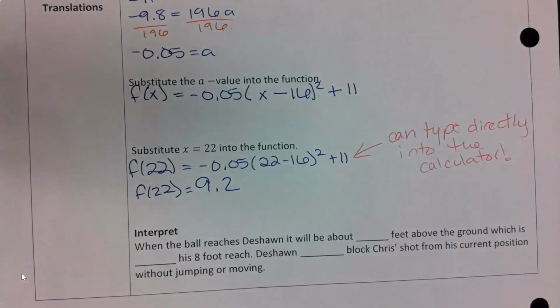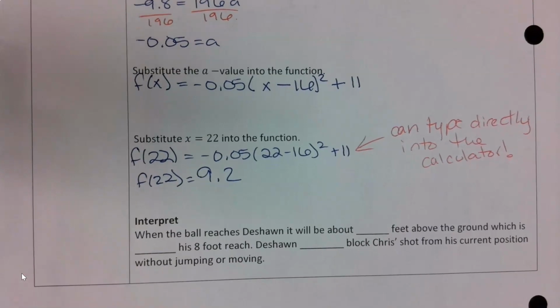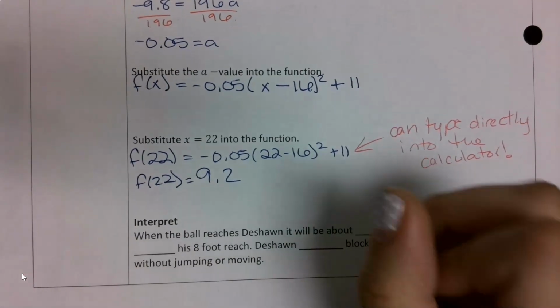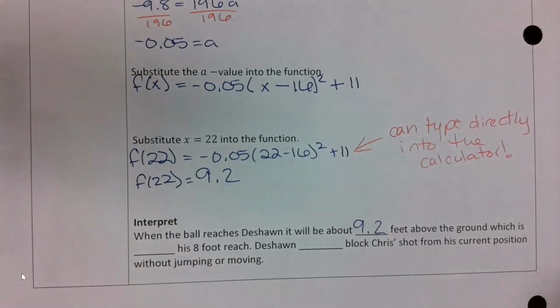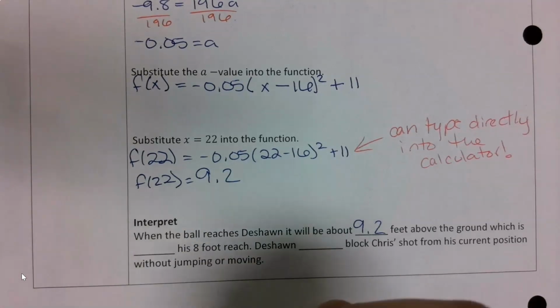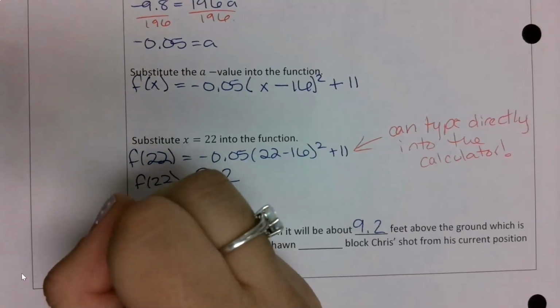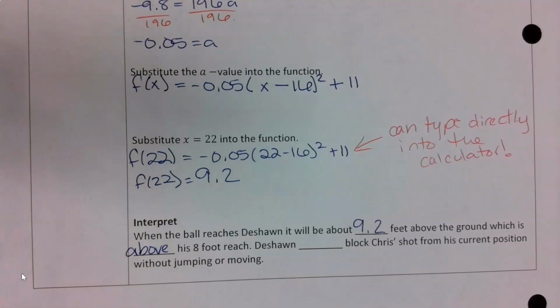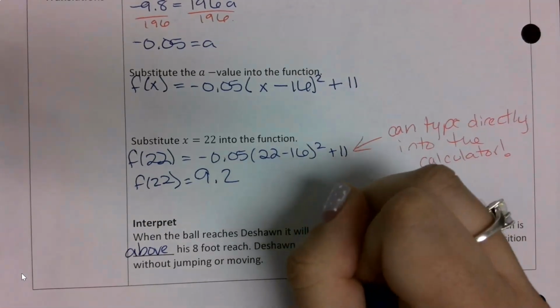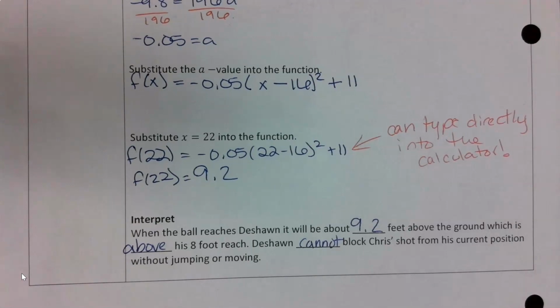Now I just need to go ahead and interpret what this means. When the ball reaches Deshawn, it will be about 9.2 feet above the ground, which is above his 8-foot reach. Deshawn cannot block Chris's shot from his current position without jumping or moving. So in order to reach higher, he's going to have to jump.